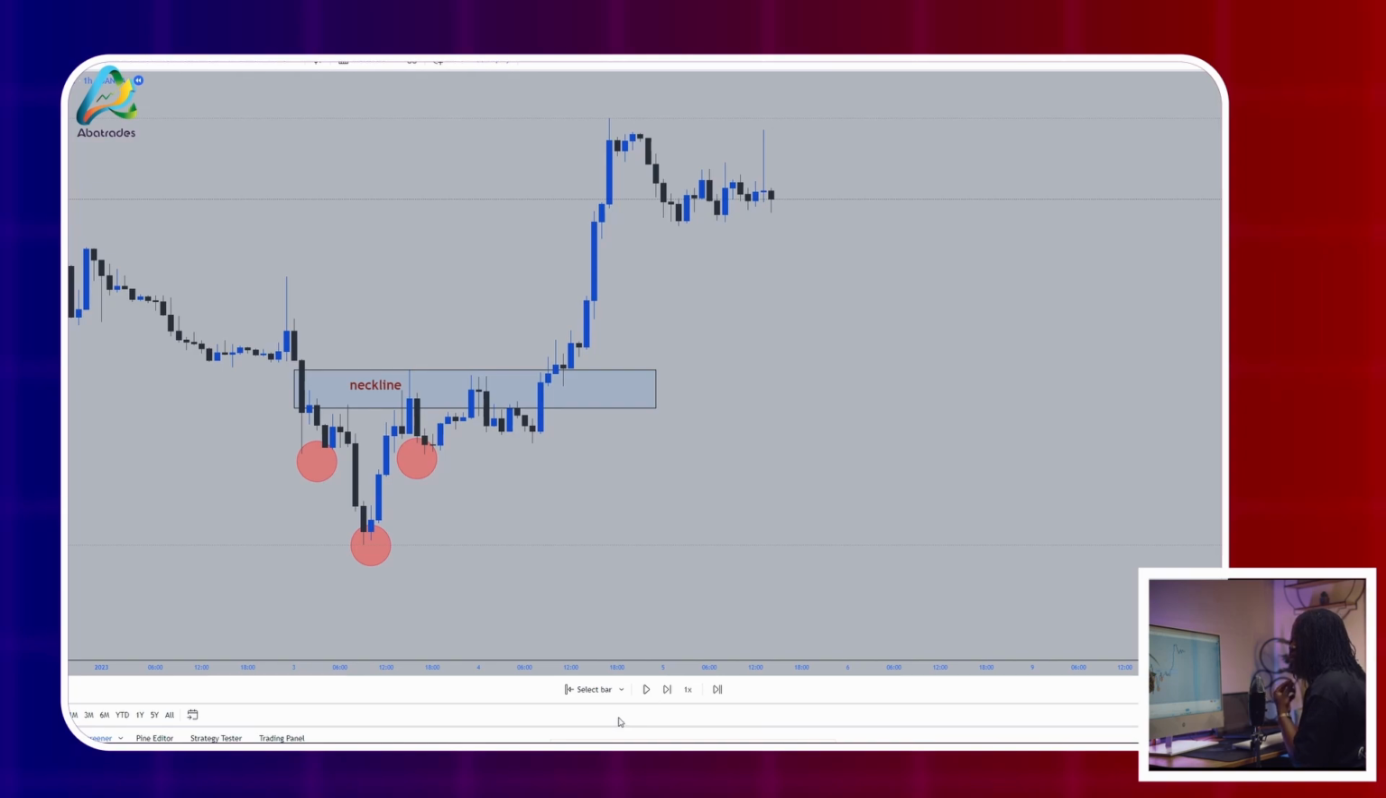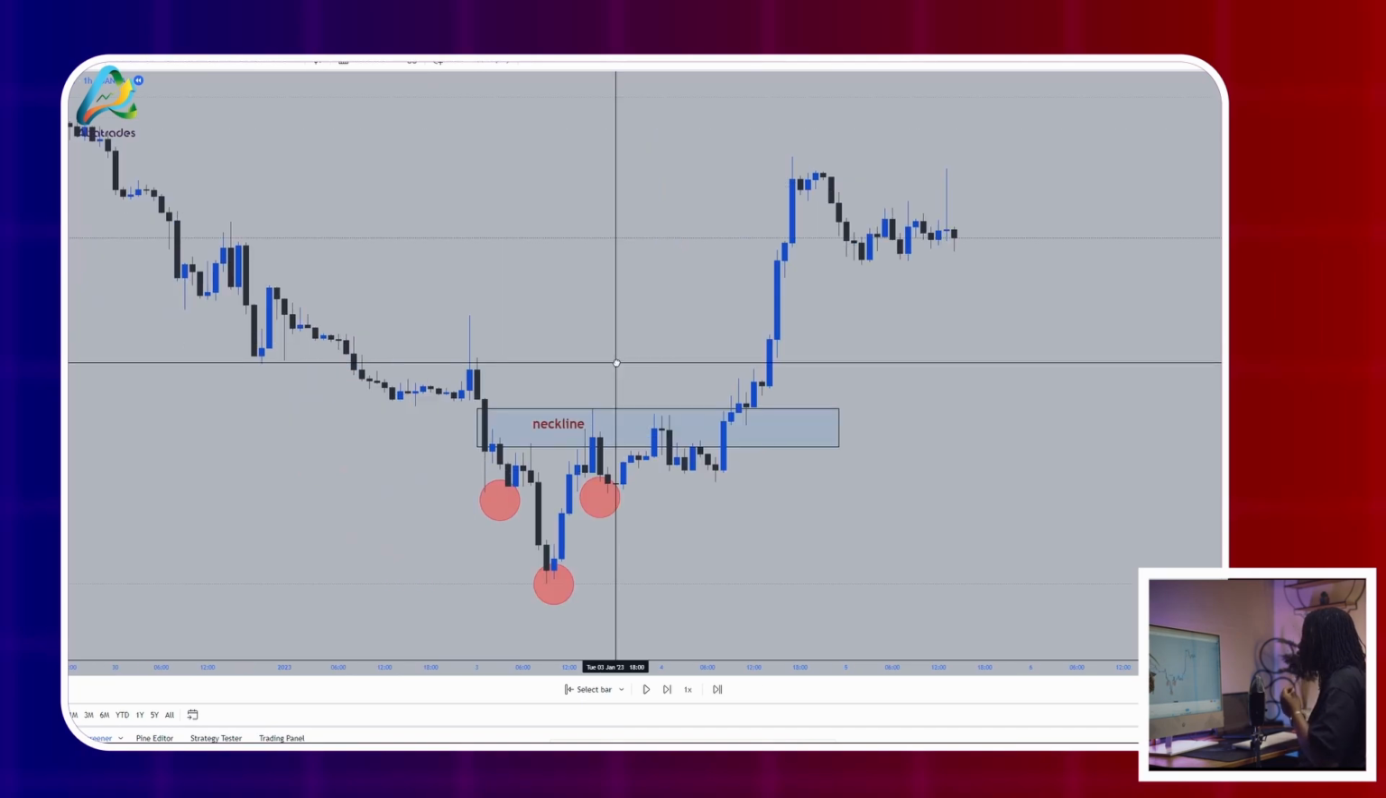The market is always going to give you the best if you take your time to spot your entry points and your exit points very well. So that's how to trade the inverse head and shoulders in the real market on the charts. All right, let's move on to the next one.